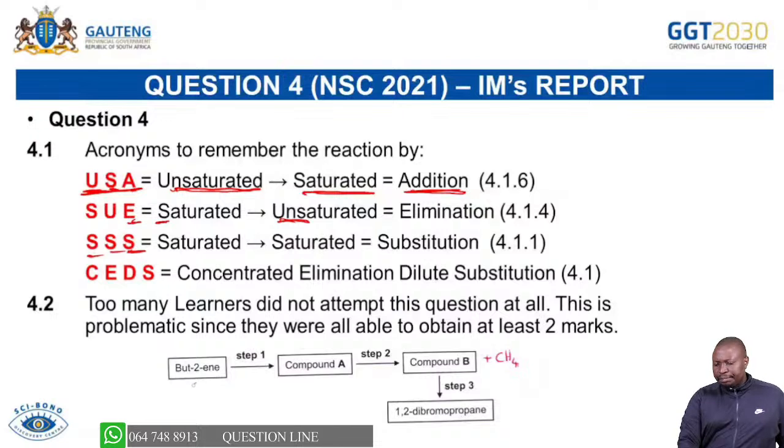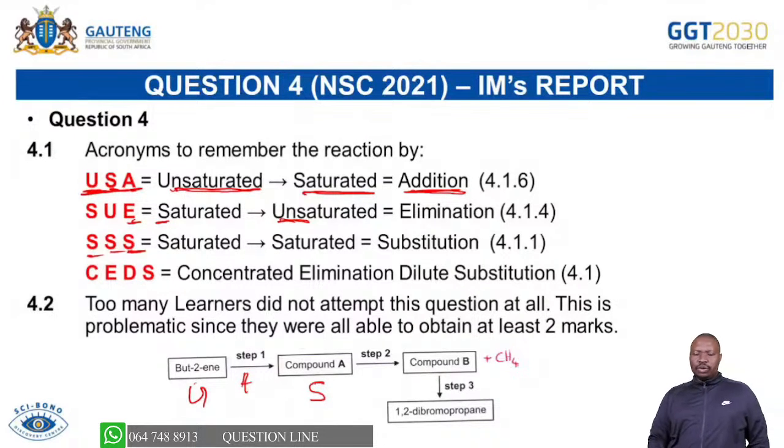We're having butene, which is unsaturated. Obviously, unsaturated, it undergoes addition. We know it means this one is saturated. So if you have butene, now it's becoming saturated. It means the reaction step 1 there is addition. You see how you go about it. Then you are having a saturated, but it's forming 2 products.